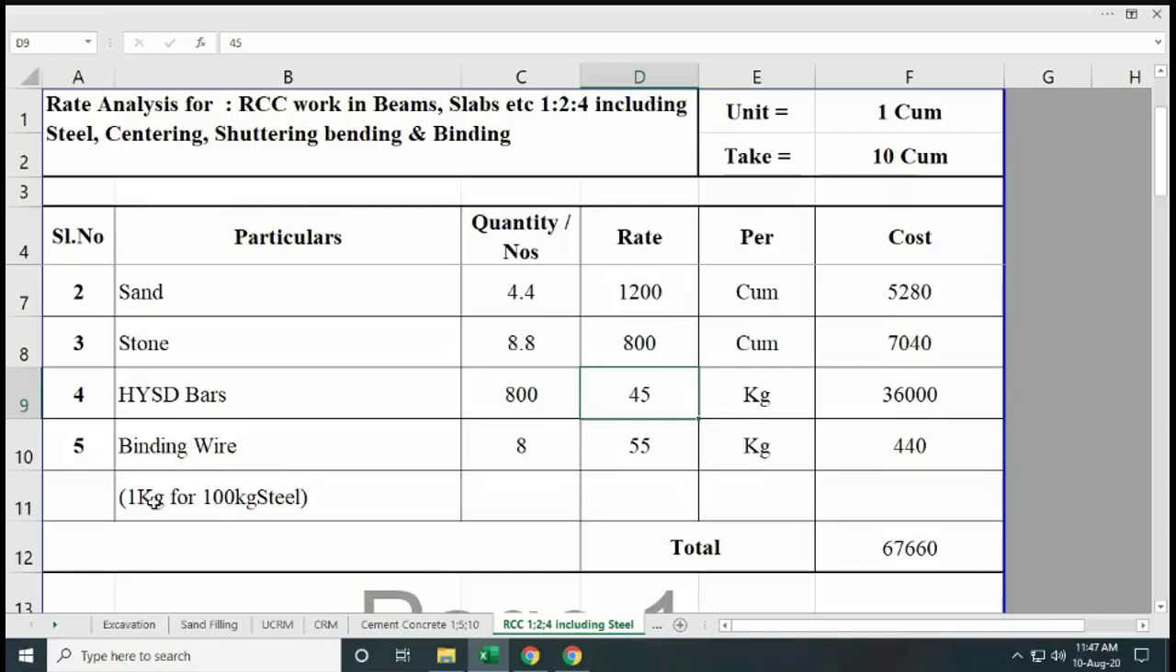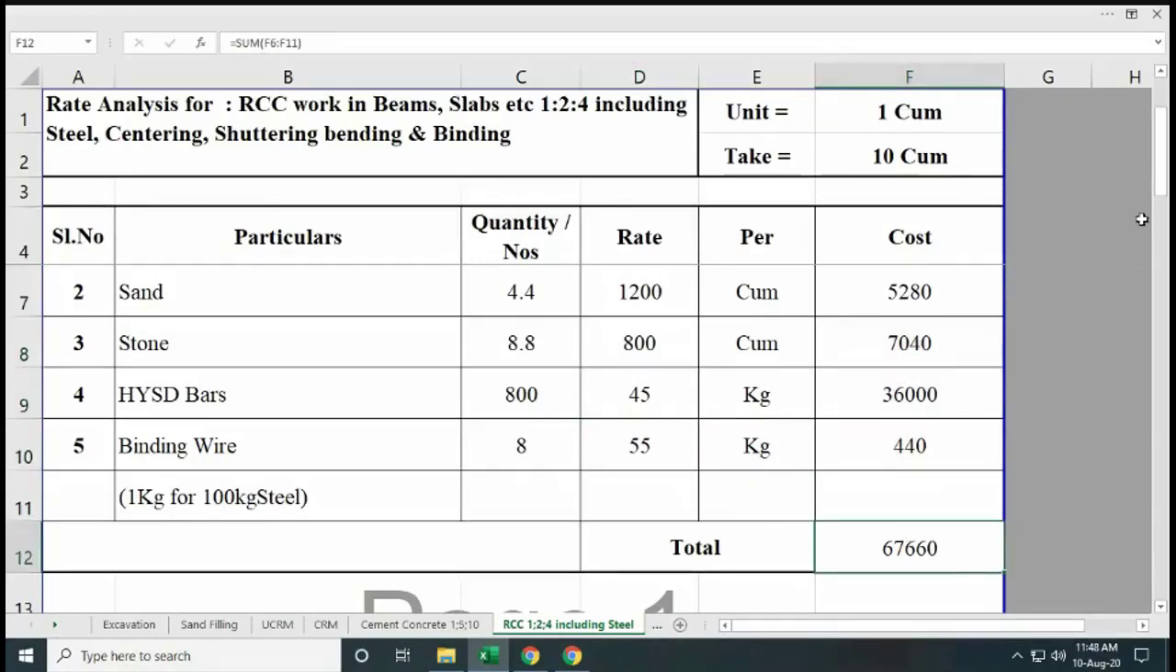Next is you require binding wire. So how do you calculate now? 1 kg for 100 kg. So we require 800 kg of steel. So therefore 8 kg of binding wire is required. So for binding wire they charge something extra. I have taken 10 rupees extra, 54 rupees per kg. So this much is the cost of the binding wire. Right? Then next, this is the cost of the material.